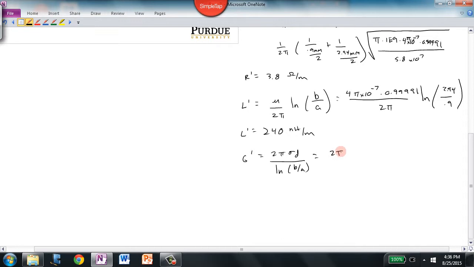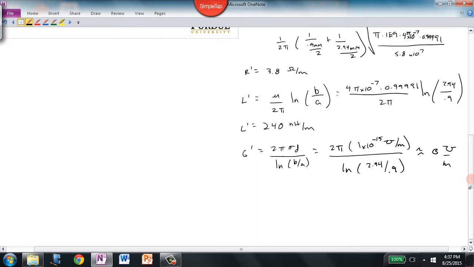And if I were to do that, I would find out that the conductivity of polyethylene is 1 times 10 to the minus 15th moles per meter. And I need to divide this by the natural log of 2.94 divided by 0.9. And this term dominates, and so this is practically 0 moles per meter.